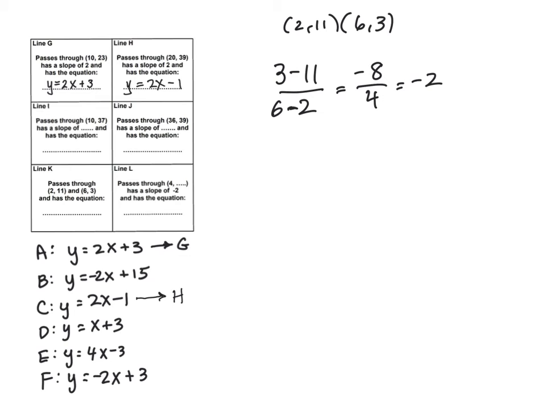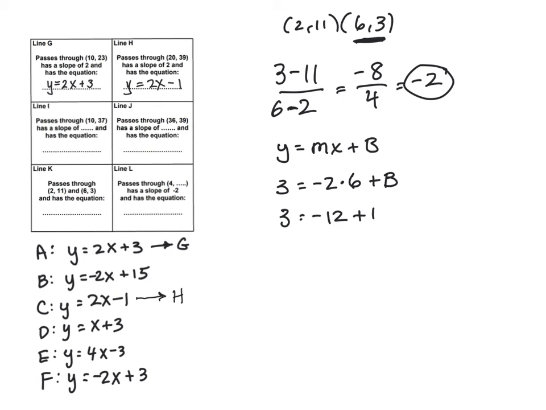Now, we haven't done slope-intercept form in a while, so let's do this one. And I'm going to use the second point this time. So instead of y, I have 3. Instead of the slope, we have negative 2. Instead of x, I have 6. That came from the second point and the slope. So 3 is negative 12 plus b. And in order to isolate that variable, I want to add the opposite, or the inverse. And we get 15 is b.